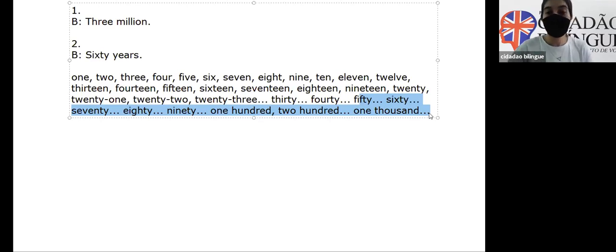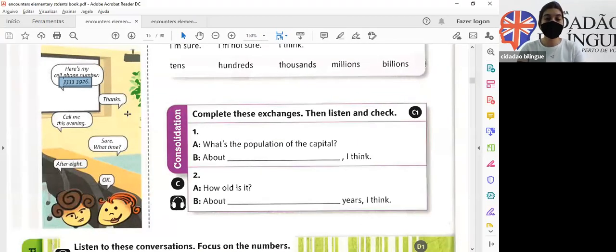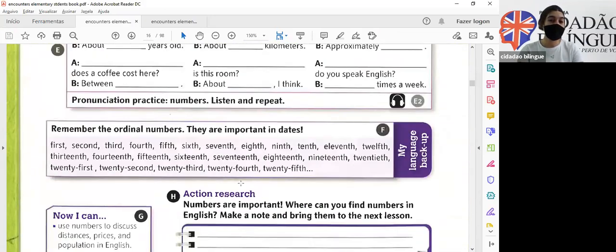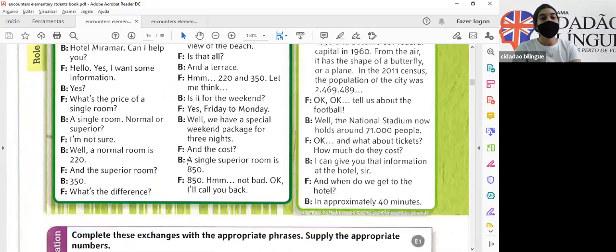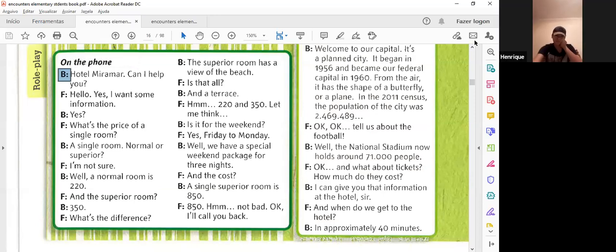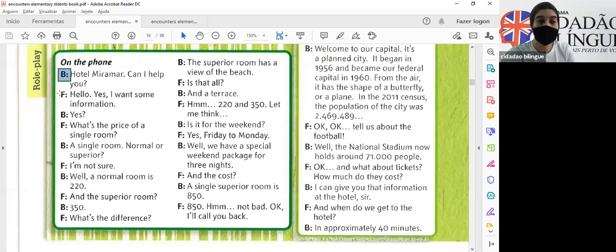No? All right. So now let's move on to the role play. Okay? And then after, you guys are going to practice the ordinal numbers that I told you about. Okay? All right. Let's start with on the phone. Okay? I want to start with, let me see, Ehiki, you are going to be B. And Carol Benassi, you are going to be F. Okay.